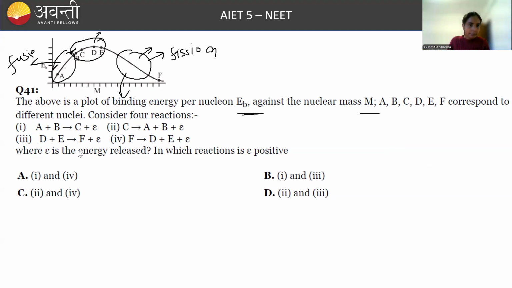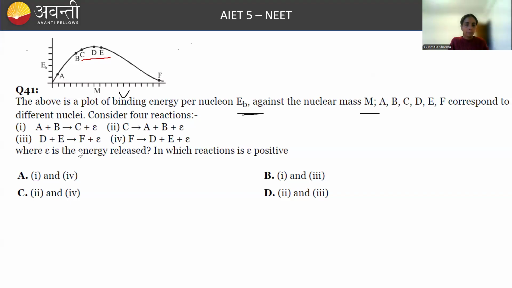Now let's look at the question more carefully. Look carefully at A, B, C, D, E. So A plus B is happening so that it becomes C, so that it comes in this region and releases more energy, that is, more binding energy. So here A will be positive.